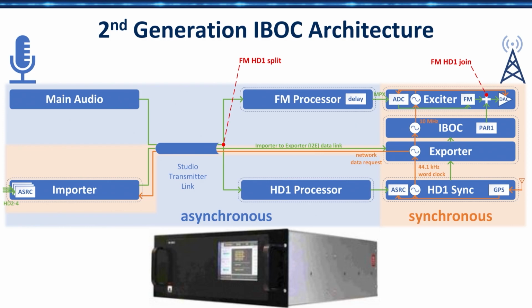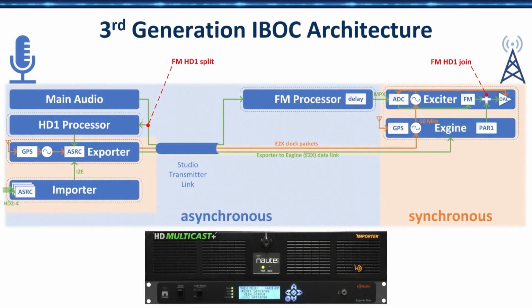The next generation, third generation, now we're talking 2007 time frame. The modulator was broken out into an add-in card into the exciter, the X-Gen card. You might have heard that term before. That is now sitting right in the exciter. And Xperi, or Ubiquity at the time, introduced the E2X protocol that already handled all things HD related.